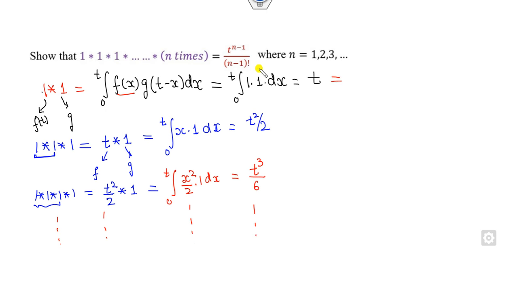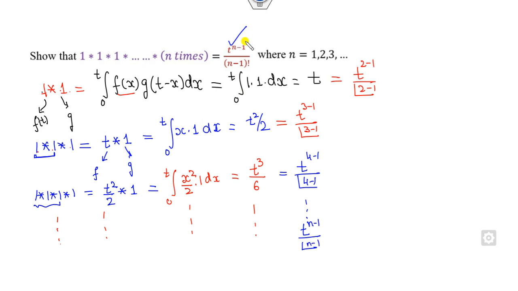So you can clearly say I can write this as 2 minus 1 over 2 minus 1 factorial. It's 3 star 1 star 1 star 1, so I can write this as 3 minus 1 over 3 minus 1 factorial. Similarly, it is 4 star 1 star 1 star 1, so 4 minus 1 over 4 minus 1 factorial. 3 factorial is 6, and so on. So in general it is n minus 1 over n minus 1 factorial, which is the required proof of the result.